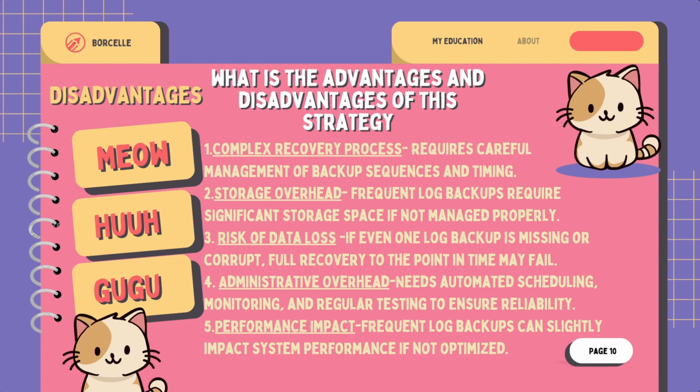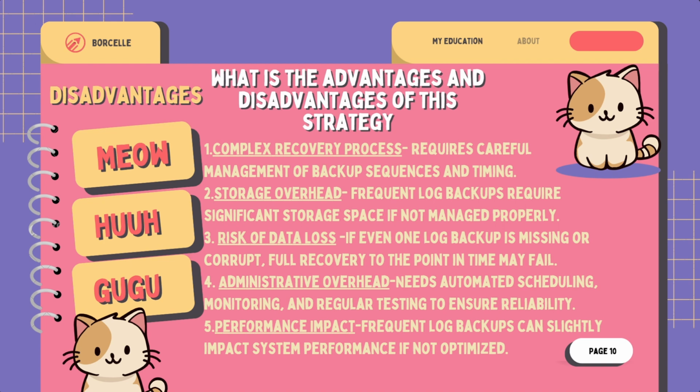Number 4. Administrative overhead. It needs automated scheduling, monitoring, and regular testing to ensure reliability. You need to set up and maintain automated backups, monitor their success, and regularly test your ability to restore from them. Why it's a problem: this takes time and technical effort, especially in larger or more critical systems.